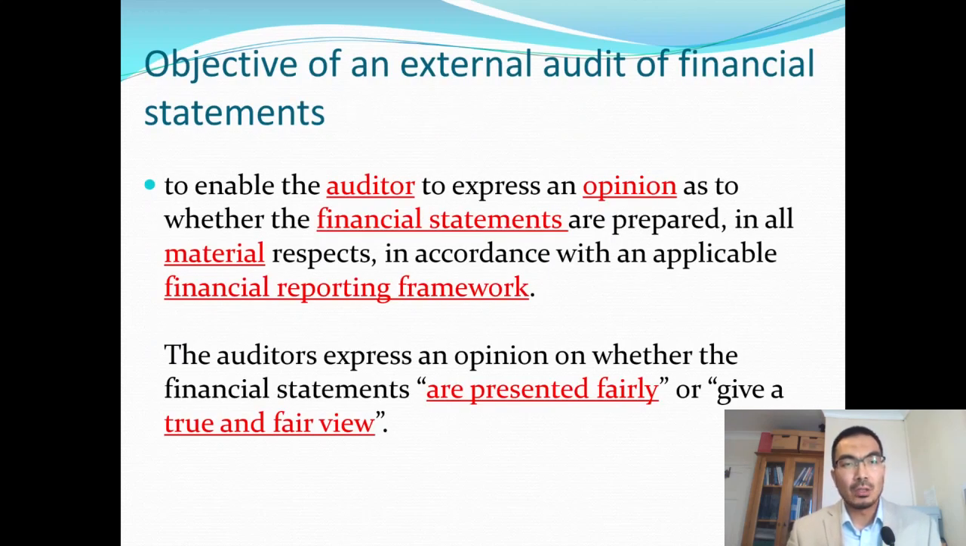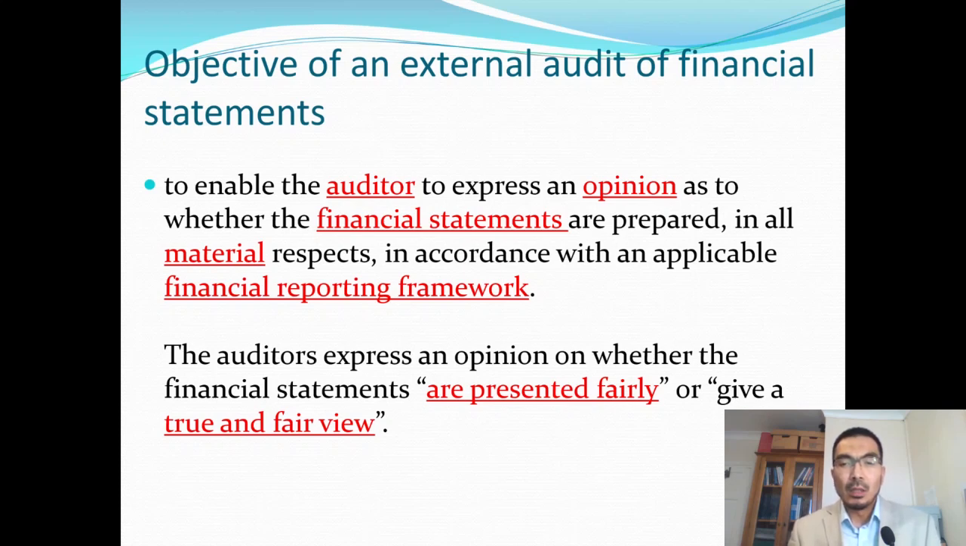So if I ask you a question, what's the objective of external audit of financial statements? So why do we need external auditors to come in and give their opinions about financial statements? So that's a question to you. Why do we need external auditors? The objective of an audit of financial statements is to enable the auditor to express an opinion on whether the financial statements are prepared in all material respects in accordance with the applicable financial reporting framework.